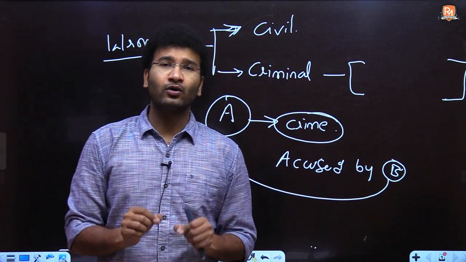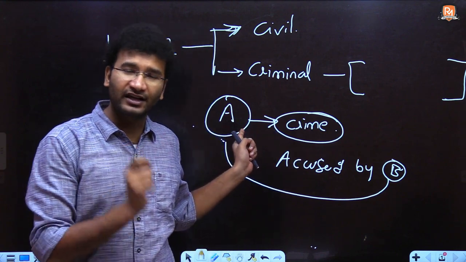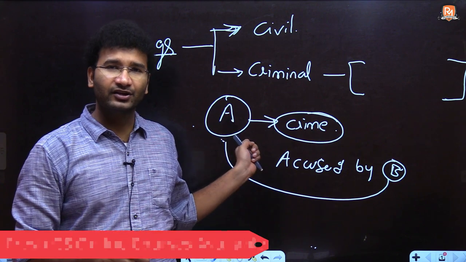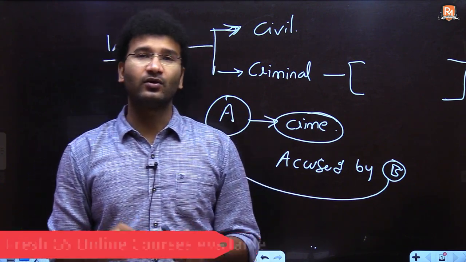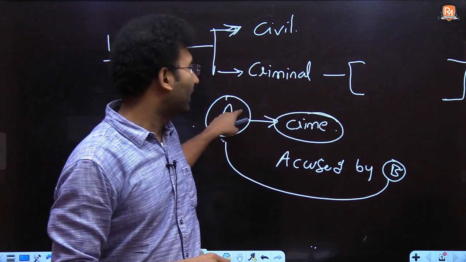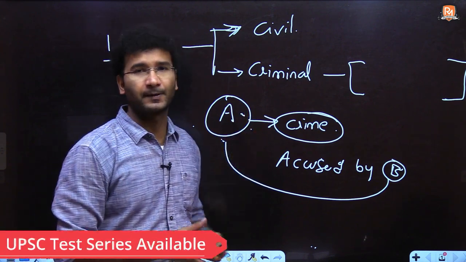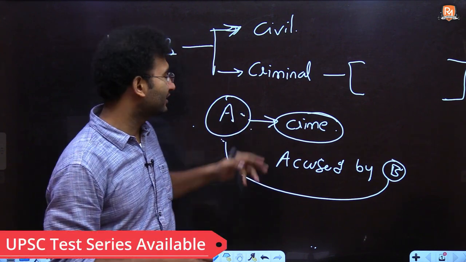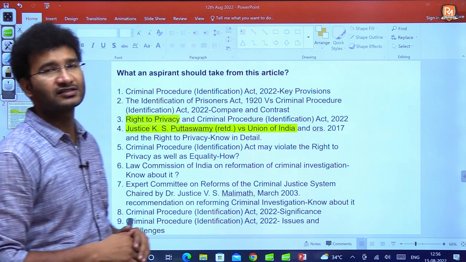A has done a wrong, only an accused, this person is only an accused person. Now, when this accused person is further taken by the police and arrested, this Criminal Procedure Amendment Act says that biological as well as physical samples can be collected from this person, right? Now, this is your Criminal Procedure Identification Act, which was earlier called the Identification of Prisoners Act.